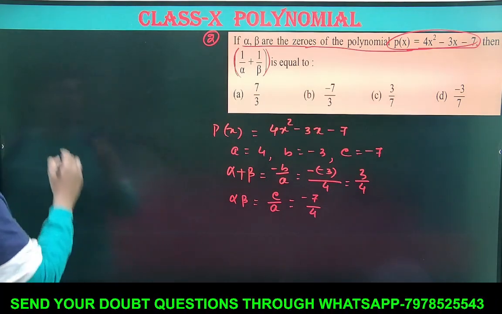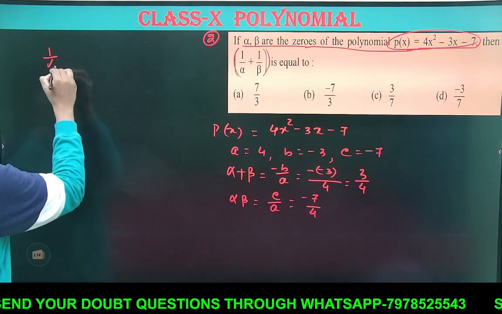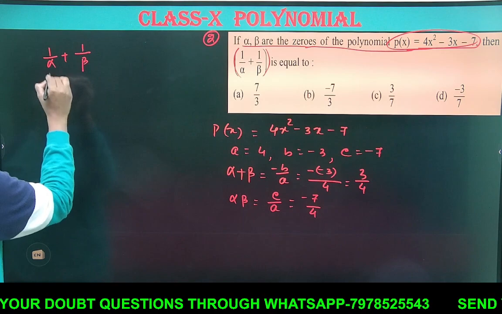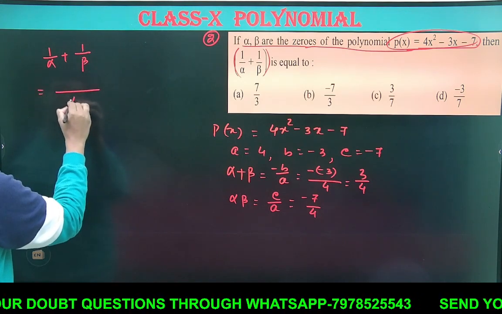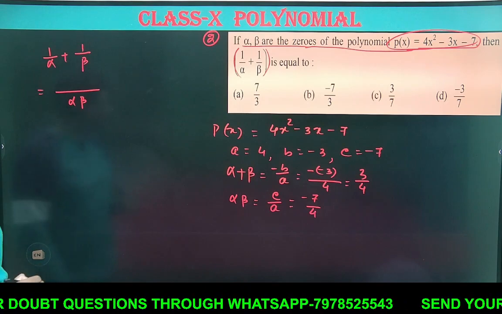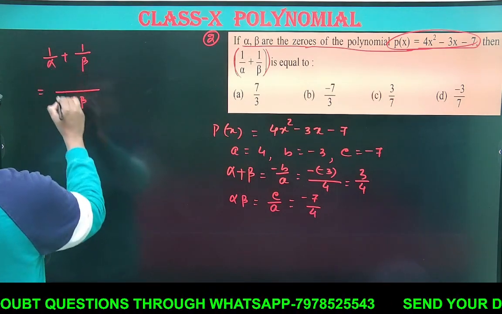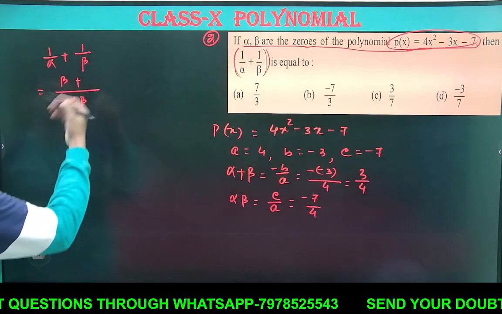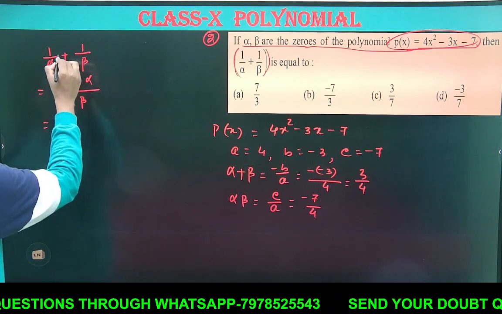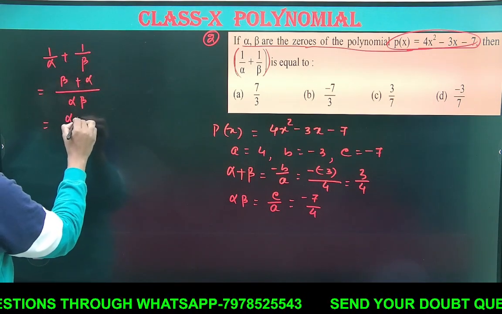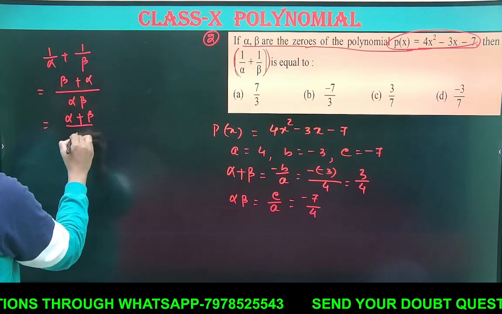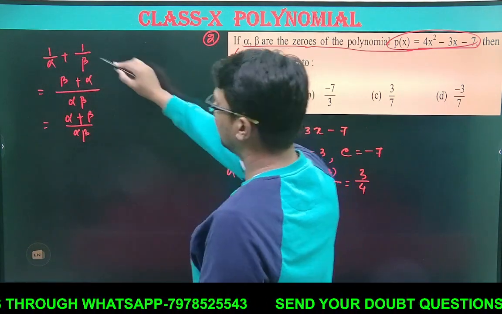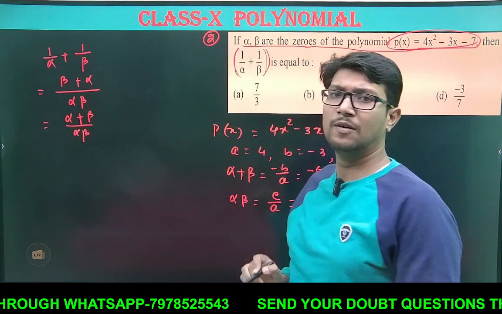So dear student, the question is asking to find the value of 1 by alpha plus 1 by beta. Hence, let us simplify this. The LCM is alpha into beta. Alpha beta by alpha is how much? Beta. Plus alpha beta divided by beta is how much? That is alpha. So 1 by alpha plus 1 by beta will become alpha plus beta by alpha beta. This is the simplified value of 1 by alpha plus 1 by beta.